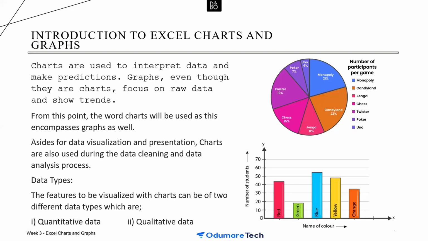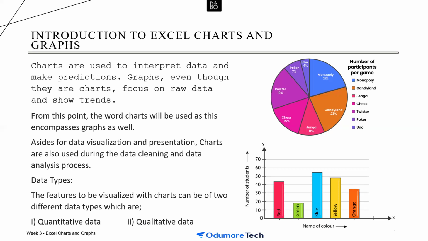Charts are used to interpret data, as we've always said, and also make predictions. Even though graphs are also charts, they usually focus on your analysis, the data that you've investigated, the raw data, and you can use it in different forms. You can use it to get insight into a population, like the example that Oluwaseun gave earlier. You can use it to show trends of time or whatever it is, depending on the kind of data that you're working on at a particular point in time.